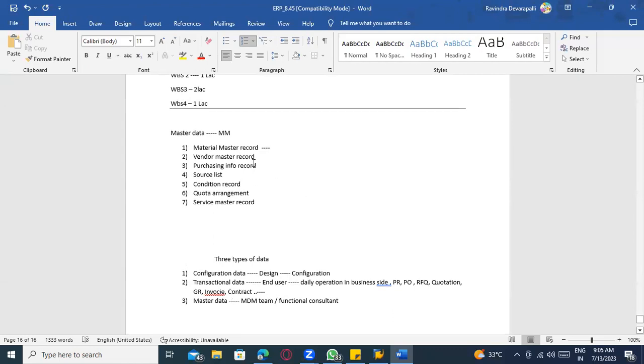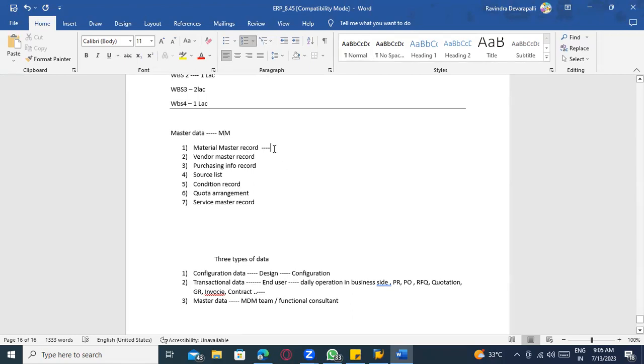Okay. So let's come to the master data. What do we have? We have the material master record, vendor master record, purchasing info record, source list, condition records, quota arrangement, service master records. These kinds of master data we have in materials management. Okay. So every module has its own master data. So this is the materials management master data.